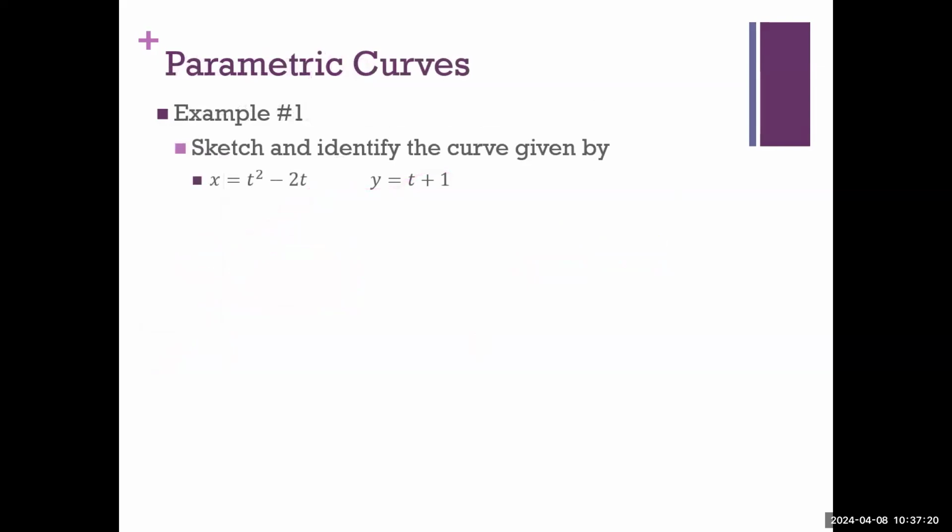So let's start off by drawing one of these things. Basically my independent variable is t. And what do I get from a single value of t? I get a point in two-dimensional space. So I want to sketch this curve.